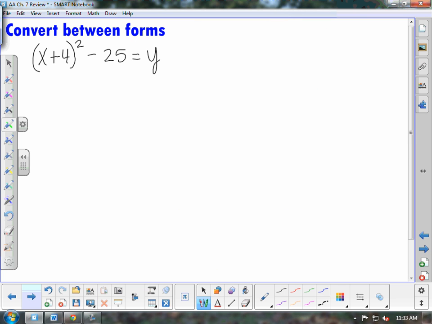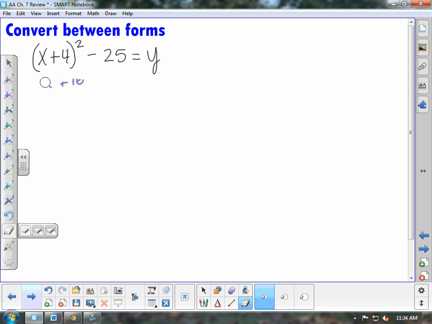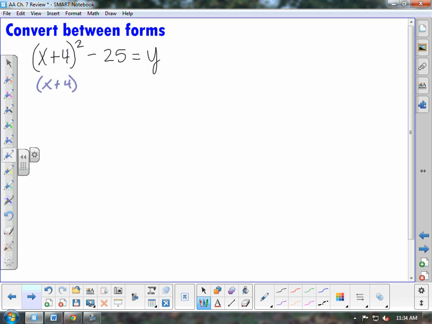Looking at another example, taking this and converting it to standard form. Remember, when you square this, you do not get x squared plus 16, because the squared doesn't get distributed like when you're multiplying. The squared means you have to write it twice and multiply it out. So you would get x squared plus 8x plus 16 minus 25 equals y.